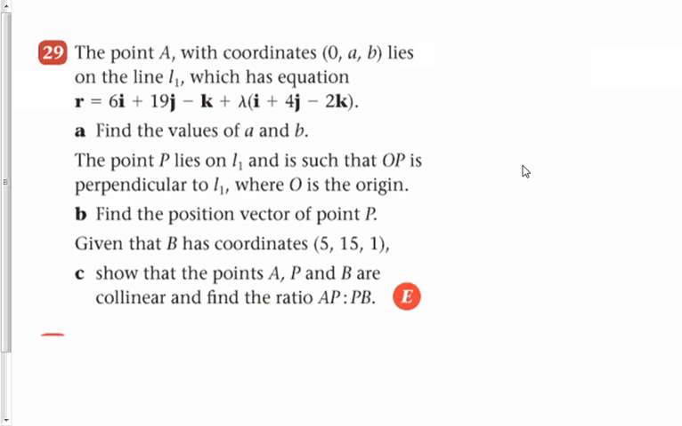Okay, so we're looking at question 29 on the review exercise. Please take a look at the question if you haven't already done so and have a go. Okay, so it says find the values of A and B given those conditions.